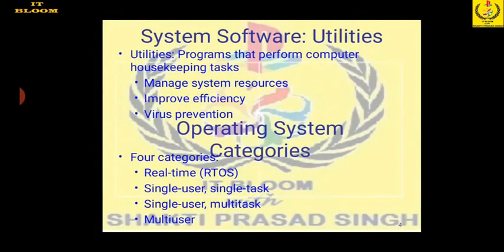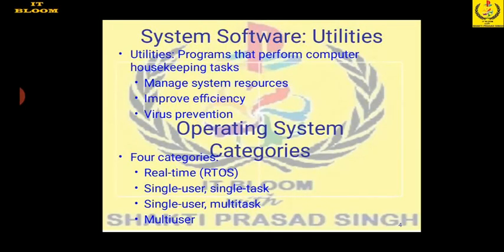Next is system software utilities. What are the utilities of system software? It controls computer function. Utility programs perform computer housekeeping tasks, meaning internal tasks can be performed by the system software. It manages system resources, the hardware or software connected with them. It improves efficiency, meaning making space in the computer system through defragmentation, virus detection, etc.